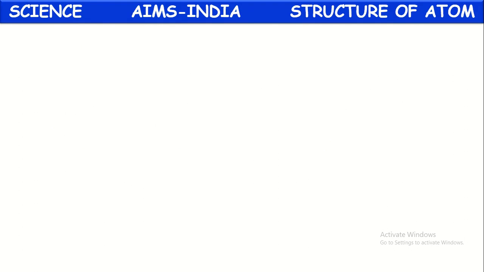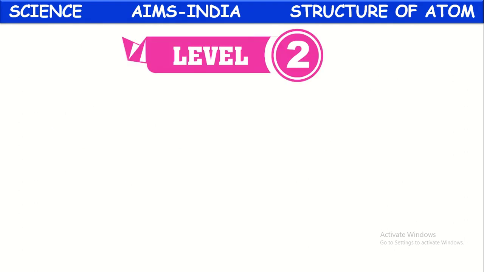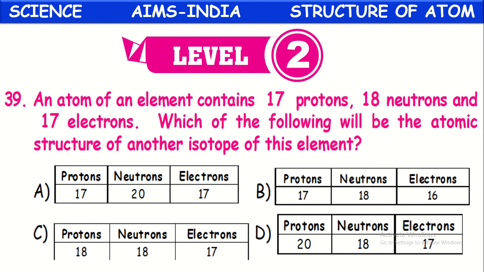Got it? Next. Now let us see the level 2 questions on this practice sheet. See the first one among those. An atom of an element contains 17 protons, 18 neutrons and 17 electrons. Which of the following will be the atomic structure of another isotope of this element?